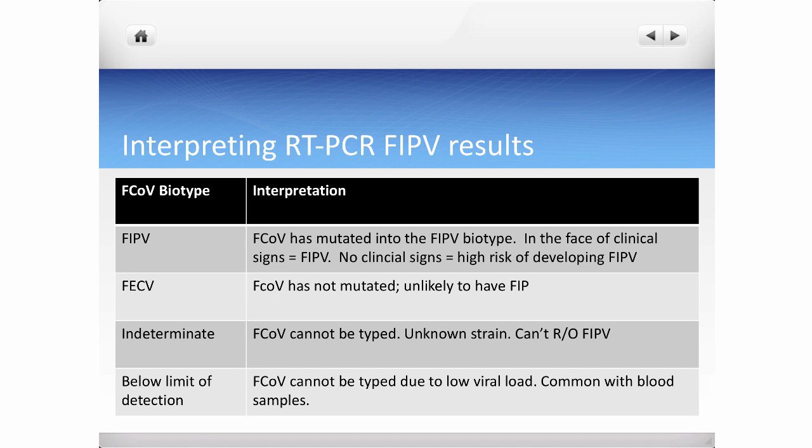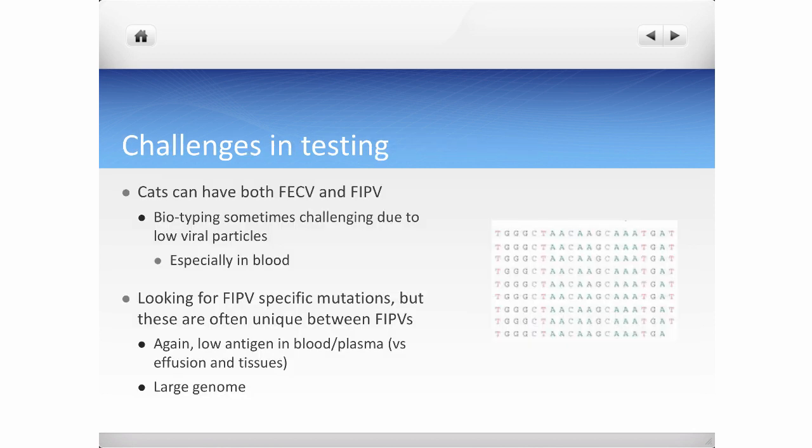And so that starts to confuse how they're reading the test and what your results are, which is why we have an indeterminate where it can't be typed, and then below limit of detection, not enough virus, which just speaks again to why blood and feces don't necessarily work.